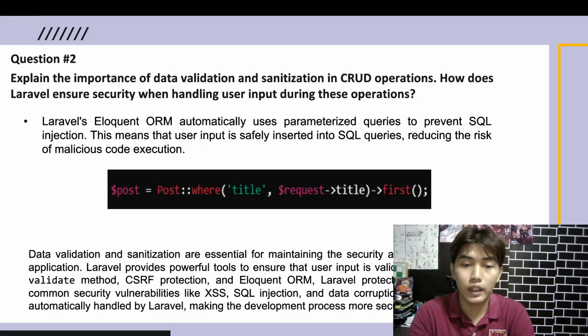Data validation and sanitation are essential for maintaining the security and integrity of your web application. Laravel provides powerful tools to ensure that the user input is valid and safe. By using the validate method, CSRF protection, and Eloquent ORM, Laravel protects your application from common security vulnerabilities like XSS, SQL injection, and data corruption. These measures are automatically handled by Laravel, making the development process more secure and less error prone.